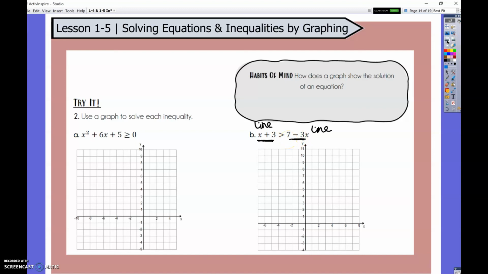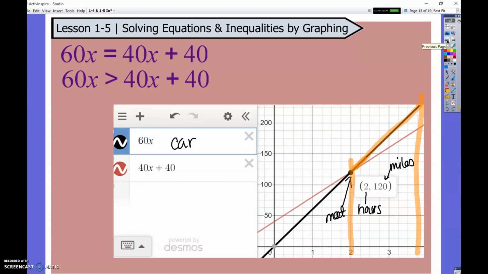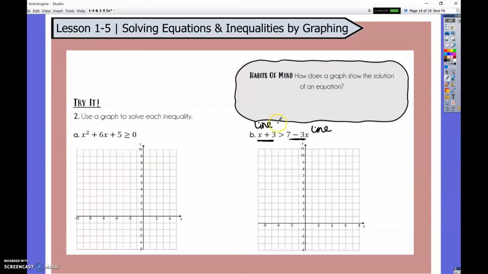Notice how when the car was greater distance than the motorcycle, that's when this line was above, when the car was above the motorcycle. So be thinking of that. You'll want this line to be above this line. Again, check your answer key for the solutions to this try it on example 2.